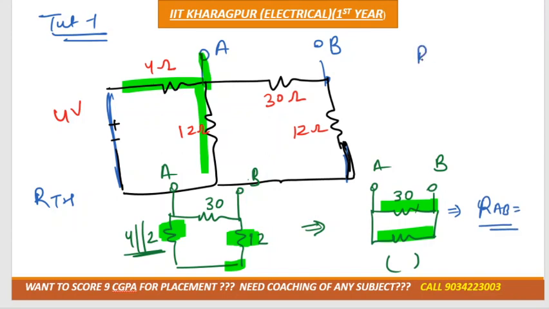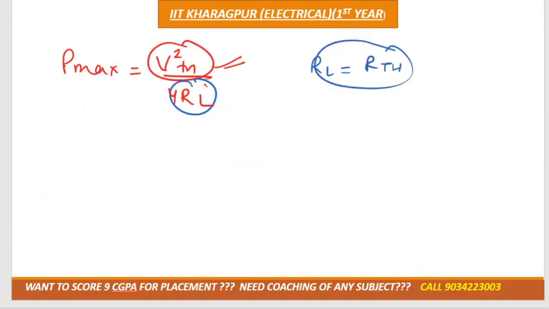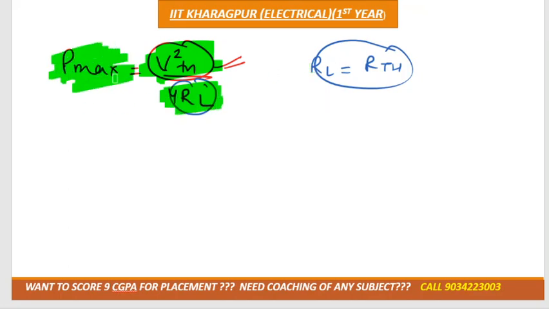So we'll get RTH. Now we know the value of RTH. RL is equal to RTH. We just need to substitute the value, get the maximum power.